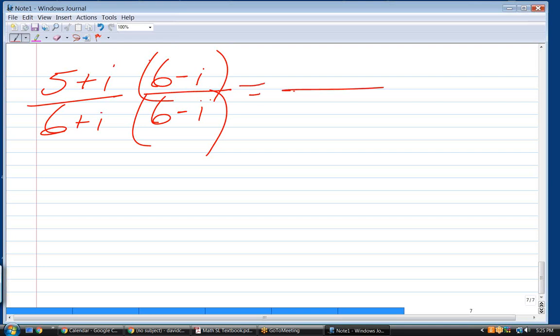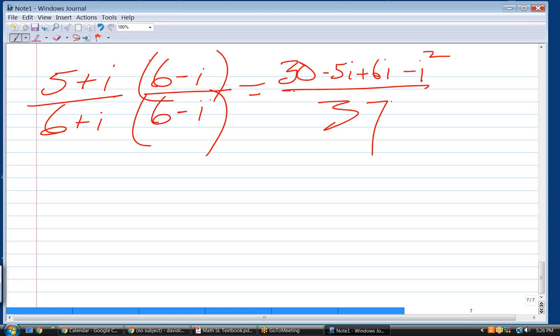Now, notice why that always gets rid of the imaginary number. We're looking at difference of squares factored. 6 plus I times 6 minus I is 36 minus I squared, which is 37. So we've instantly turned the denominator into a real number, and that's our goal. And then the numerator is going to be whatever it is. What's the numerator going to be? 30 minus 5I, then plus 6I minus I squared.